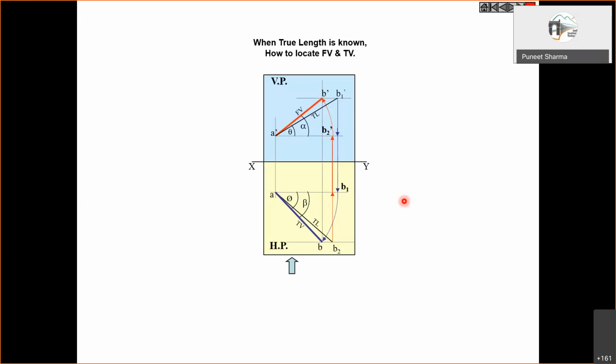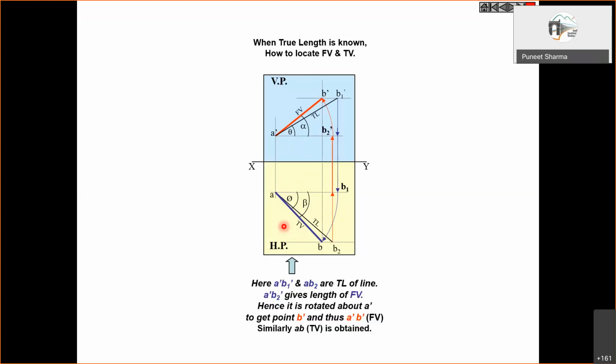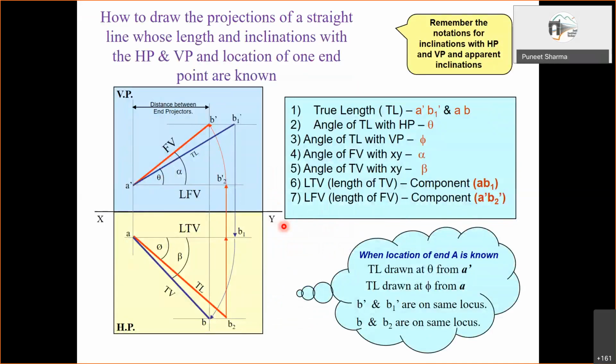So here in this diagram, you can see theta actually is the true inclination of the line with the horizontal plane, and alpha is the apparent inclination which will be available in the front view. Likewise, phi is the inclination of the line with the vertical plane, and beta gives the apparent inclination what we actually obtain when the line is inclined with both the reference planes. So probably this diagram has the details whatever we wanted to discuss, right?